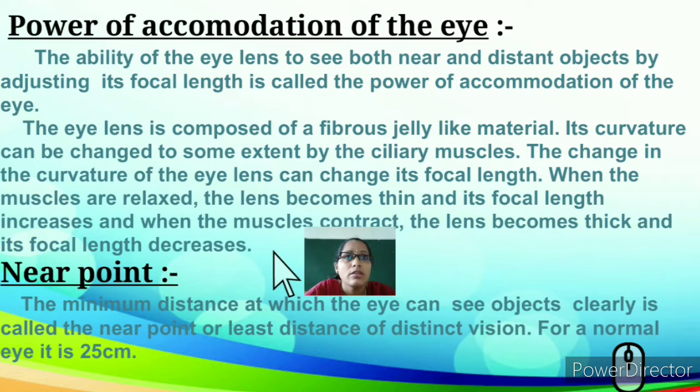Once you want to see distant small objects, the eye lens becomes thin. For very nearby objects, your eye lens needs to contract and the lens becomes thick and its focal length decreases. What happens here? When the lens is thin, the focal length increases, and when the lens becomes thick, the focal length decreases.